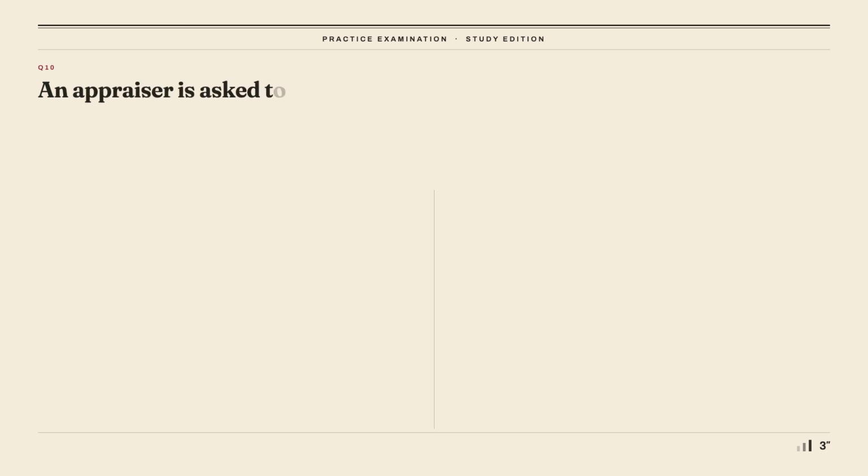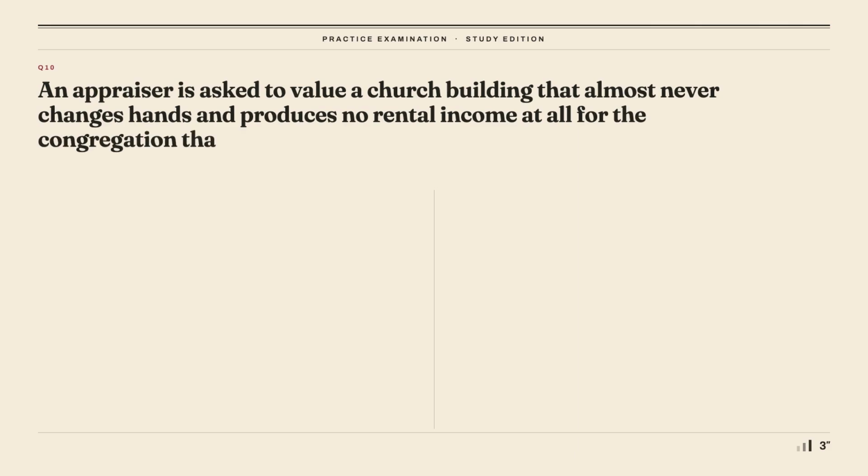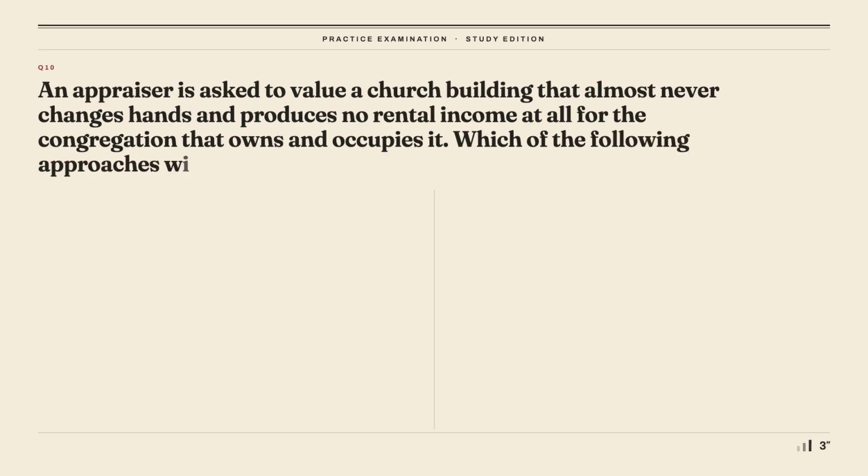Question 10. An appraiser is asked to value a church building that almost never changes hands and produces no rental income at all for the congregation that owns and occupies it. Which of the following approaches will carry the most weight?